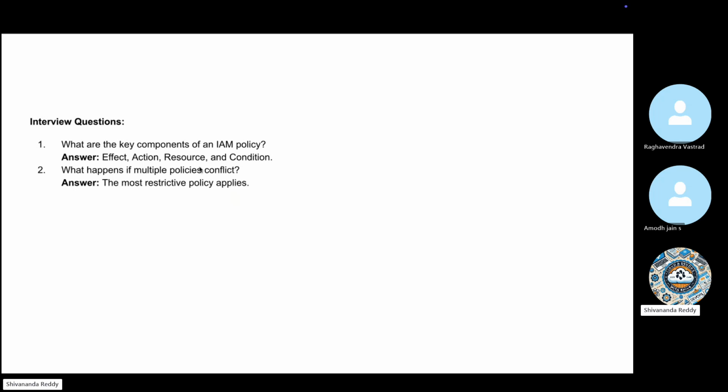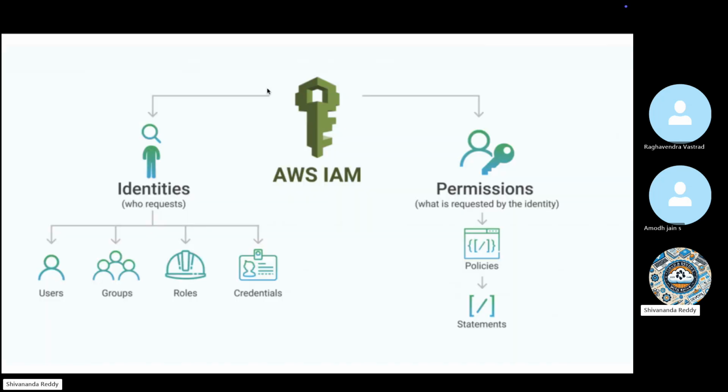Similarly, effect, action, resource, and condition. What happens if multiple policies conflict? The most restrictive policy will apply. Suppose you have attached 10 policies, then which policy will work? The most restrictive permission, that one only will work. Okay, like this. Identities, permissions, like this we will have. Users, groups, roles, credentials, everybody we can grant permissions. These are the policies or the statements.